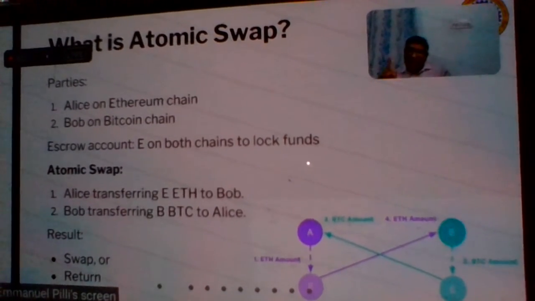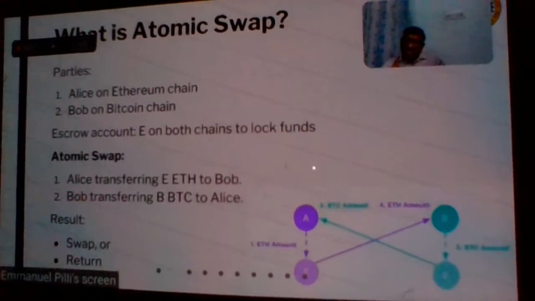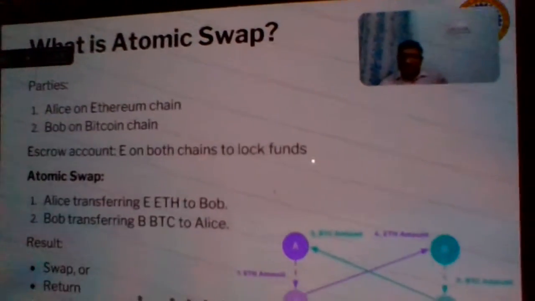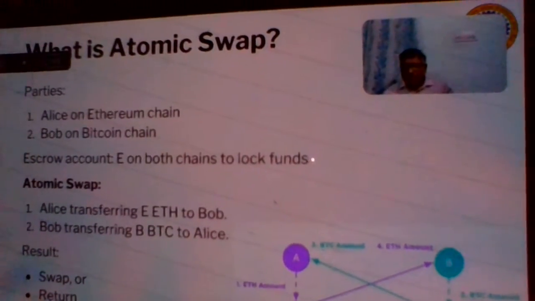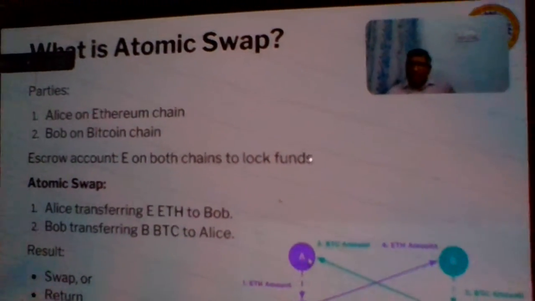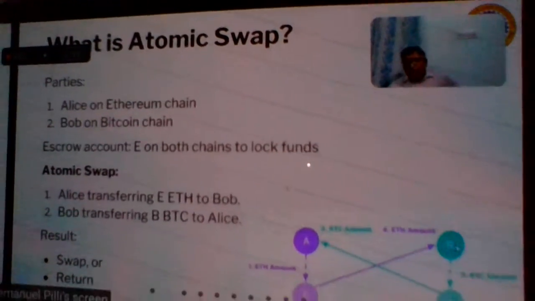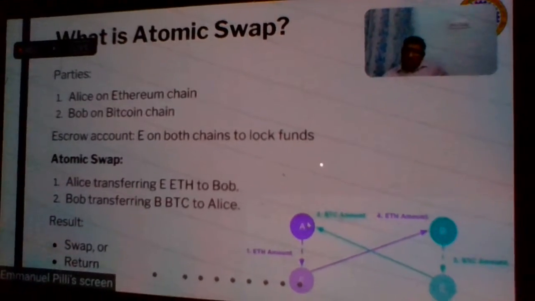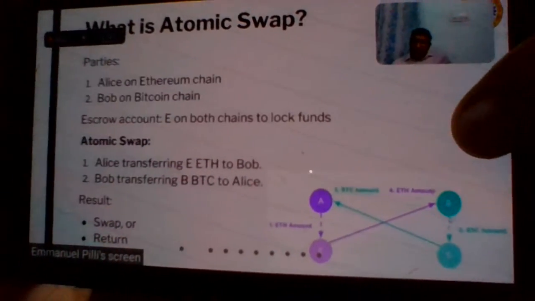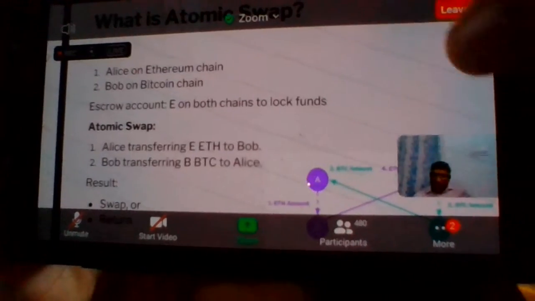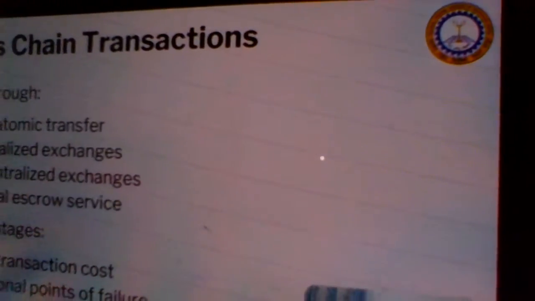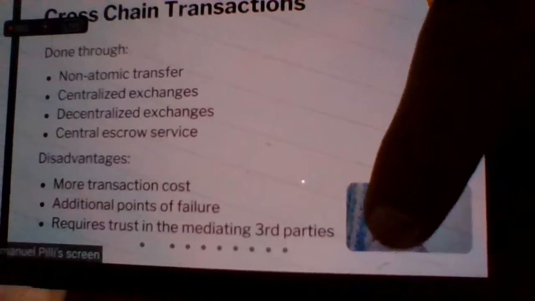Bob sends bitcoins on the Bitcoin blockchain. Alice sends ethers on Bob's Ethereum chain, right? So both have Ethereum and Bitcoin accounts. So that is what actually happens. So A has an Ethereum amount which has to go to B, and B has a Bitcoin amount which has to come to A. So these things have to happen. So first I store the Ethereum amount here. Here I store the BTC amount. This is called an escrow account, and the escrow account will swap both the things or return them. So this usually happens. So these are costs in transactions.